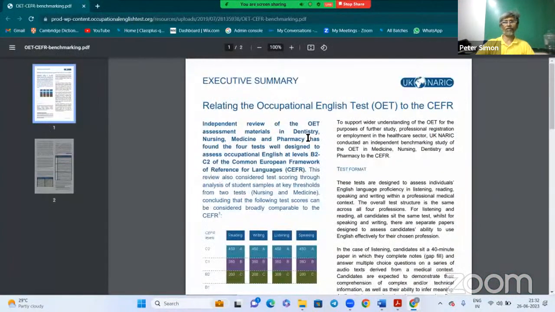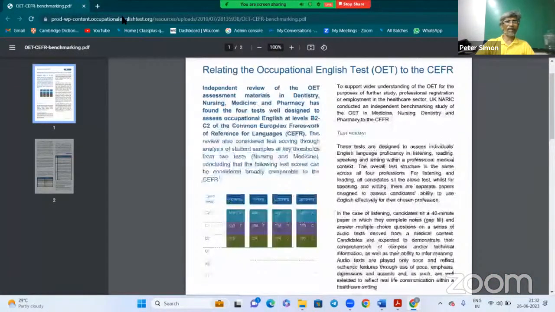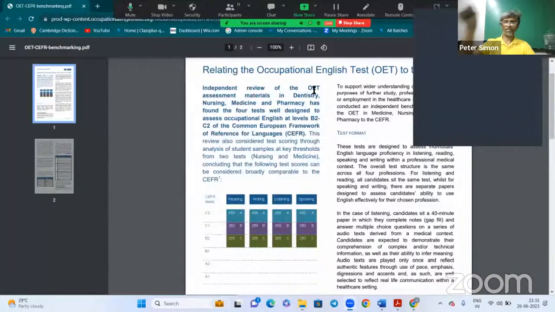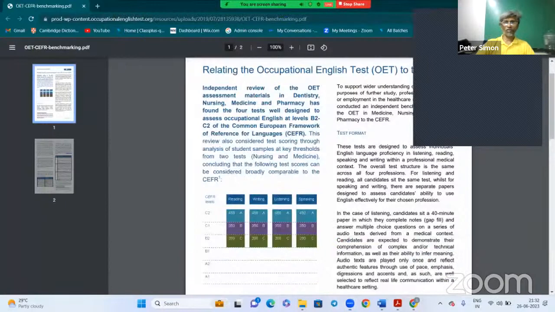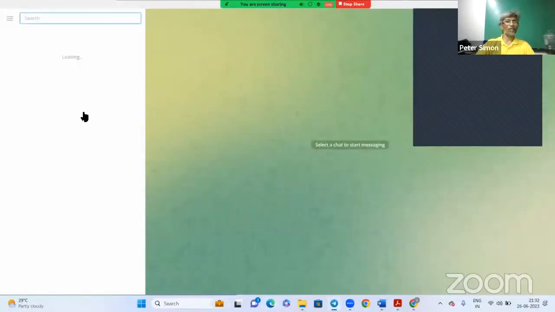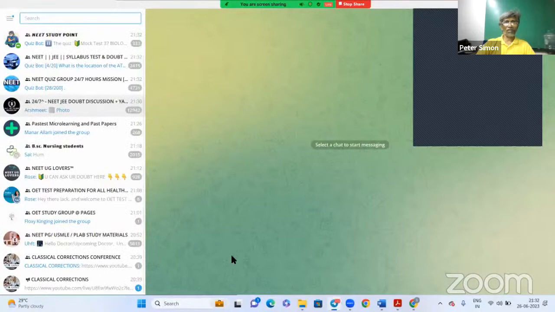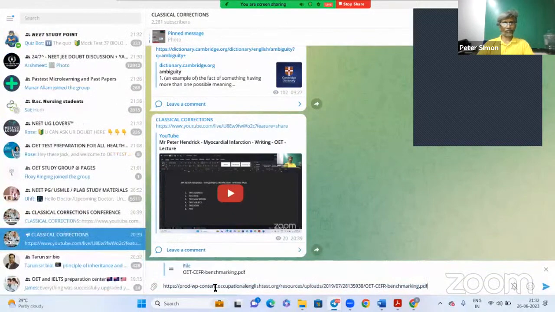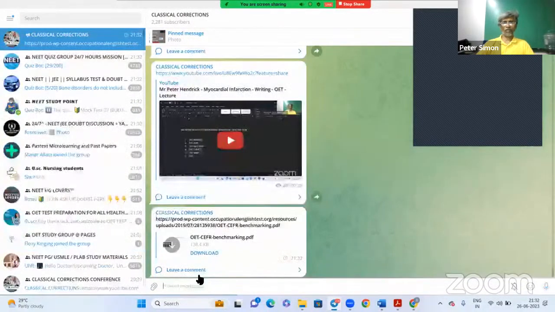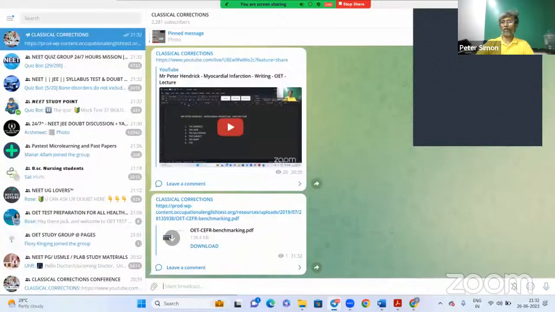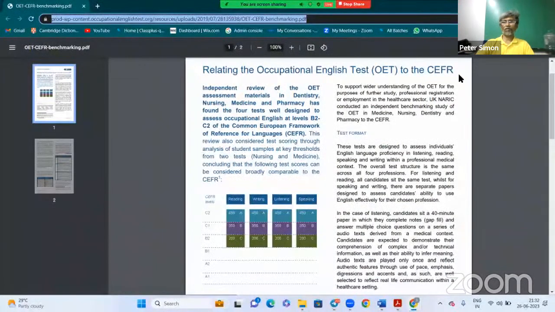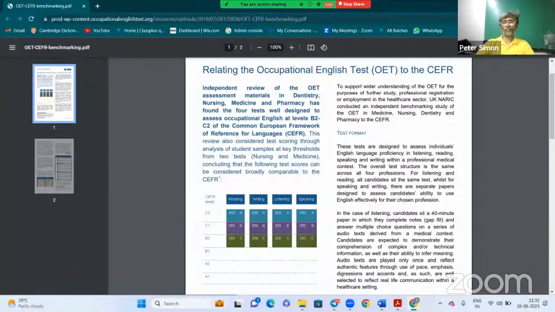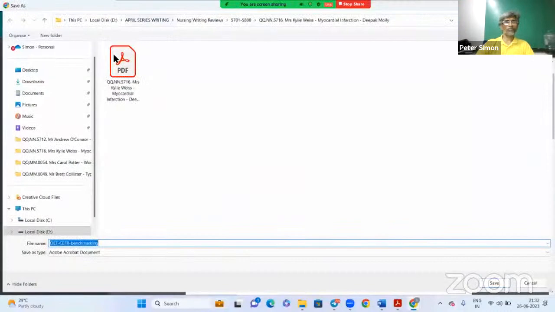Okay, I'm opening that one. It is a PDF. You can download this one and read this one very carefully. This is a very important point. You can click on this one and save this link, and then I'll give you this PDF in the Telegram channel also. I'm going to put you in the Telegram channel also. So this is the official website. The official website is giving you this one. Now let me download this one for you.